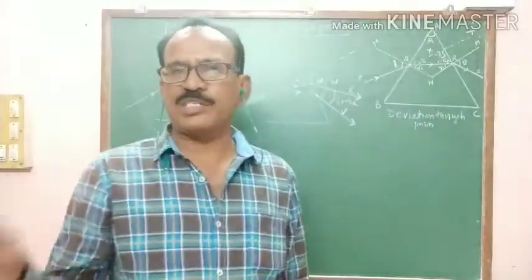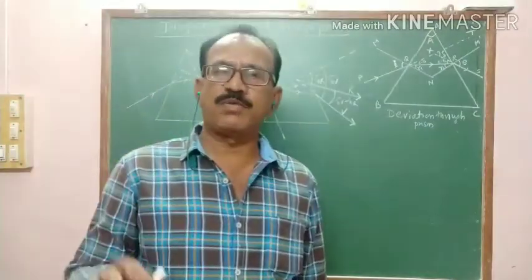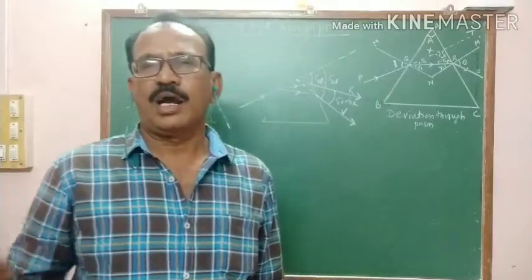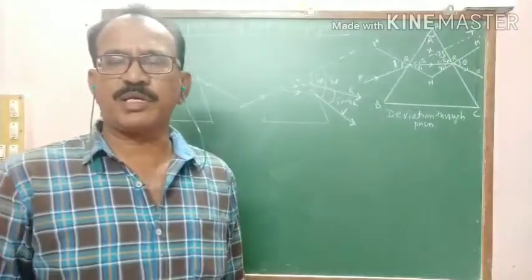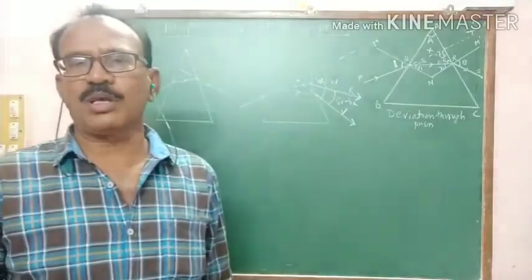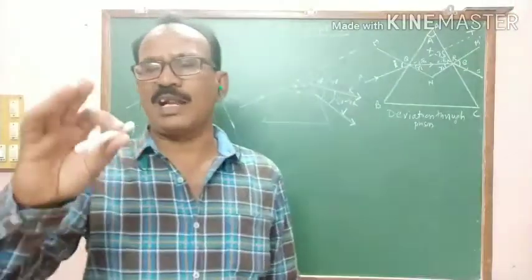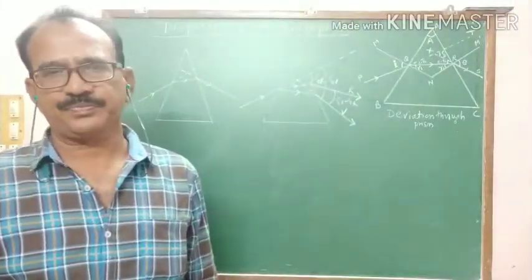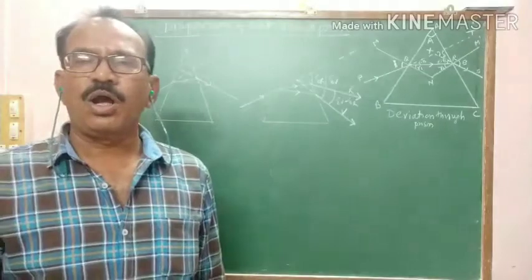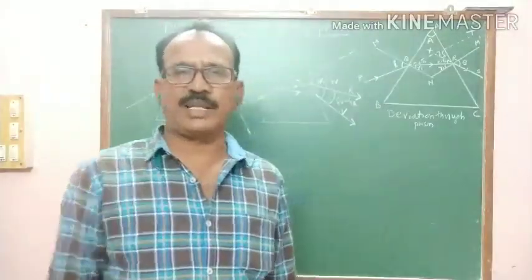The angle of deviation is maximum for the violet color and minimum for the red color. Also, in yesterday's period we have seen a problem to find out the lateral displacement of the light after passing through the glass slab of some thickness. So how much the light gets displaced after passing through that glass slab.